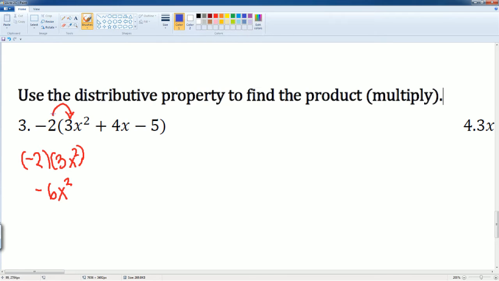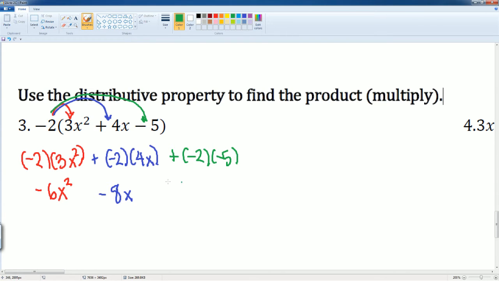Next, we have negative 2 times 4x. Negative 2 times 4x is negative 8x. Then the last term, the negative 2 is going to be distributed to, is the negative 5. So add negative 2 times negative 5, that gets you a positive 10.